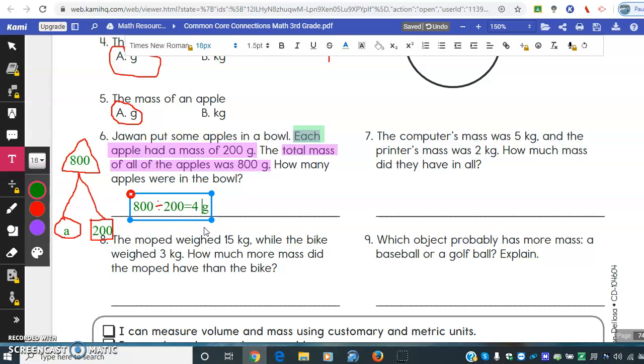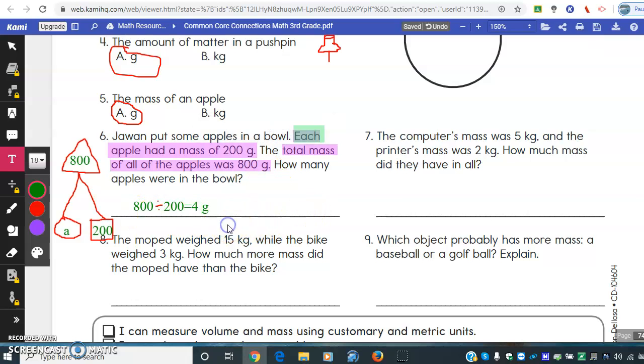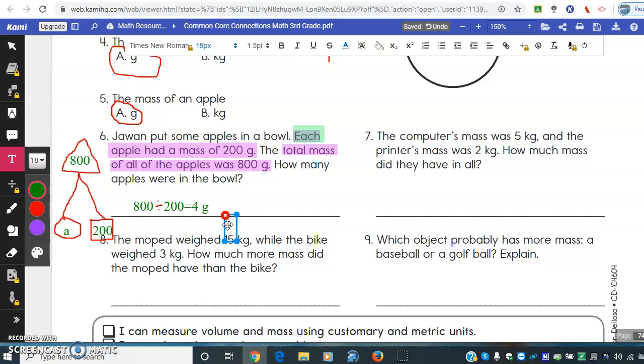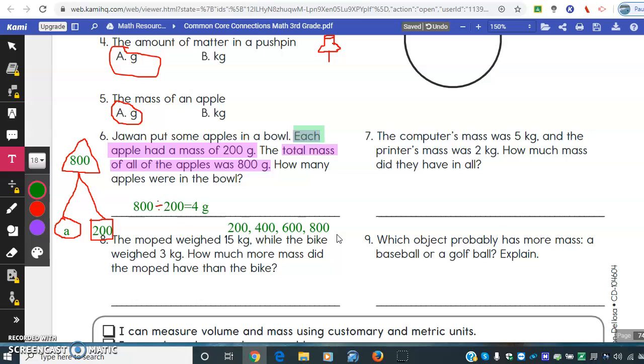I don't need those zeros. These zeros and these zeros kind of cancel each other out. I'm just trying to find out how many 200s it takes to make 800. If I were to count by 200s, I would say 200, 400, 600, 800. Stop. Did it take me 400 200s to make 800?